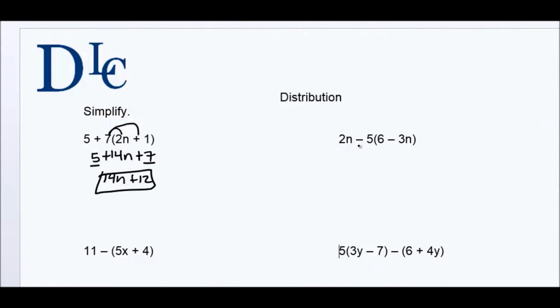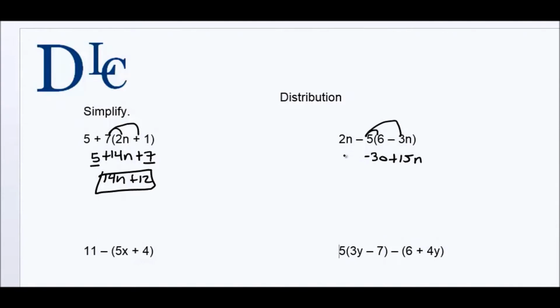Okay, here we are distributing a negative. Now this changes things because we know that negative changes the signs of the numbers. So a negative 5 times a positive 6, it's negative 30. A negative 5 times a negative 3 is a positive 15, and then n. So even though it's a subtraction sign in front of the 5, you treat it as if it were a negative. Same thing with the negative 3n or minus 3n. You treat it like it's a negative 3n.